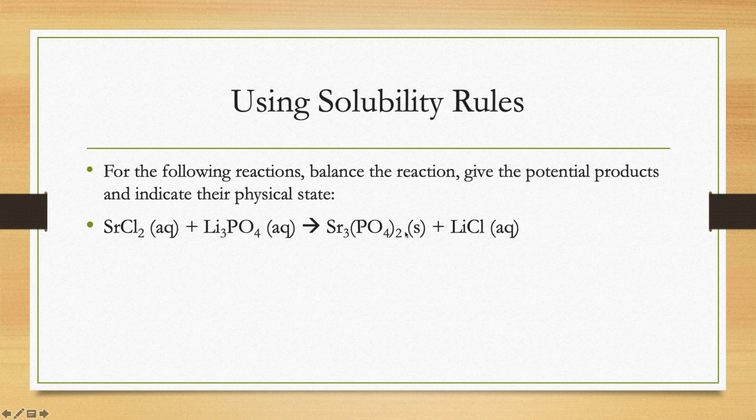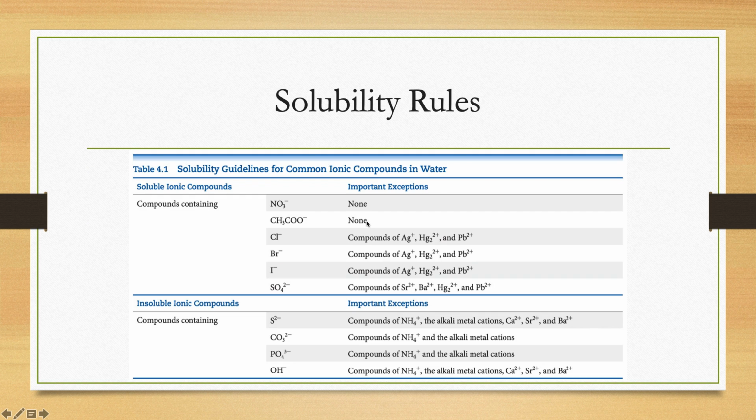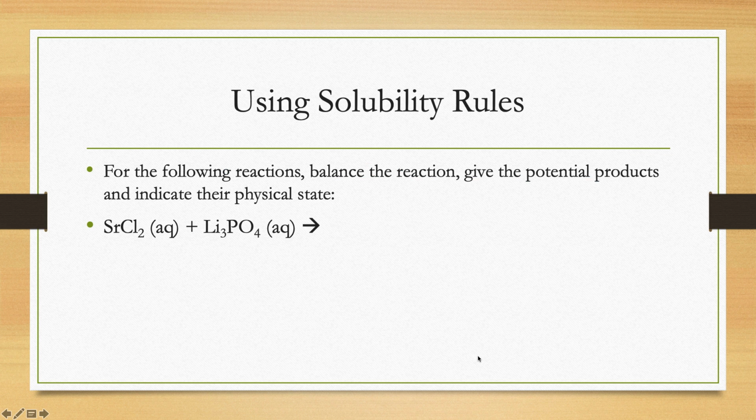And then I know this is actually going to be a solid based on those solubility rules. First off, strontium is not group 1, so I'm going to look for phosphate in that chart. And here's phosphate. It's normally insoluble. The only exceptions are ammonium and group 1 metals, those alkali metals. Well, strontium is a group 2, so it doesn't fit that. So strontium phosphate is going to be a solid. It's going to be insoluble, like its normal trend for phosphate.